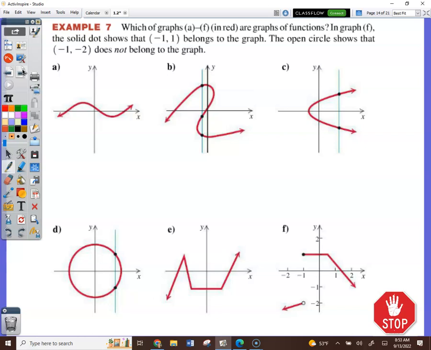I think everybody's had a chance to try it. So if it passes the vertical line test, it is a function. So what do you get for A? Yes. B? No. C? No. D? No. Those are obvious. E? Yes. F? Yes. Okay, so this is yes.